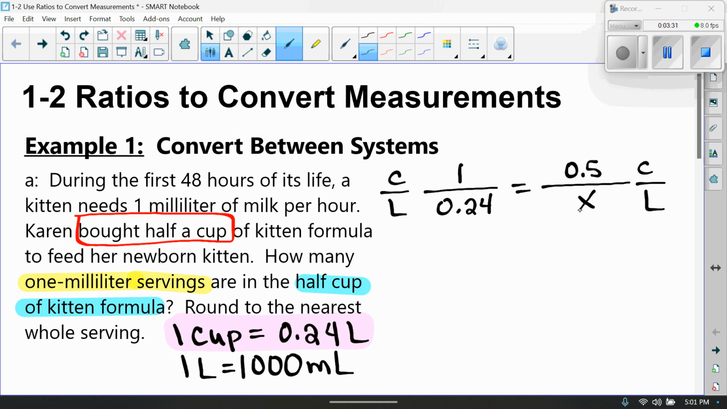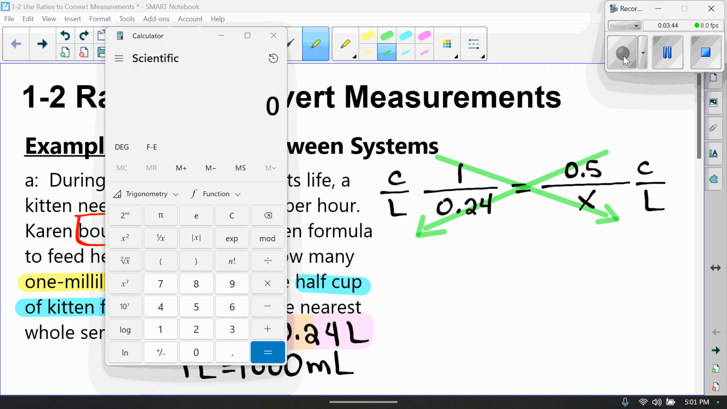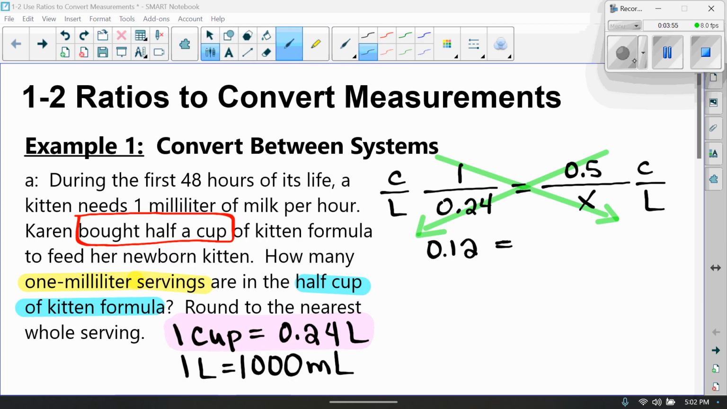And just like we did last class, we're going to cross multiply to solve our proportion. So we're going to multiply half a cup times 0.24, and that's going to give us 0.12. And then on the other side, we have 1 times x, which is x. So this tells me that half a cup is equal to 0.12 liters. Now, we don't want liters, we want milliliters, right?